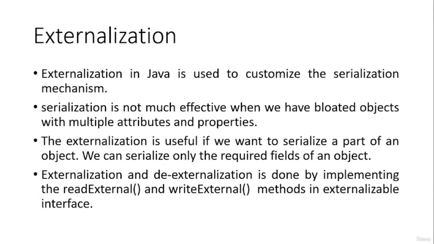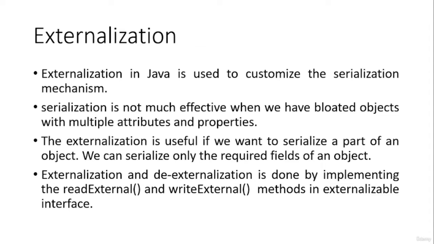In this lecture, we will discuss externalization in Java. Externalization is a mechanism by which we can customize the serialization mechanism. Serialization we learned in the last class. It is a mechanism by which we can convert objects into a serialized byte stream form, and then we can store it in files and so on. Externalization is a similar kind of process by which we can customize the serialization process.